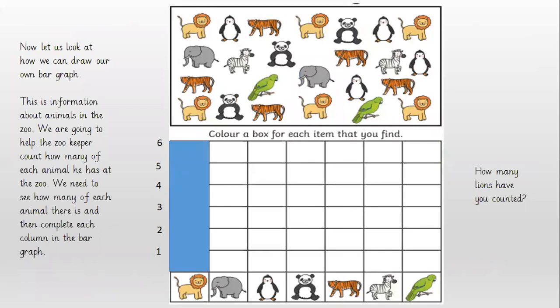Now let us look at how we can draw our own bar graph. This is information about animals in the zoo. We are going to have the zookeeper count how many of each animal he has at the zoo. We need to see how many of each animal there is and then complete each column in the bar graph. So the first one is lions. How many did you count? Did you get 6?